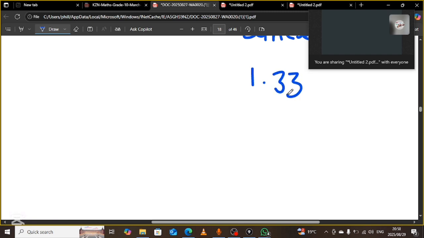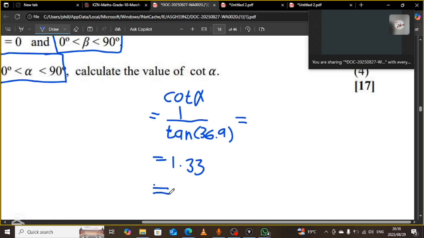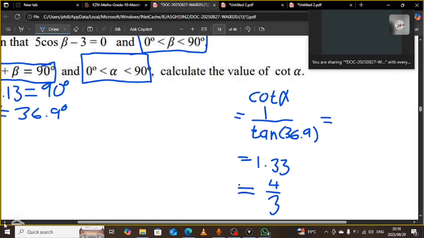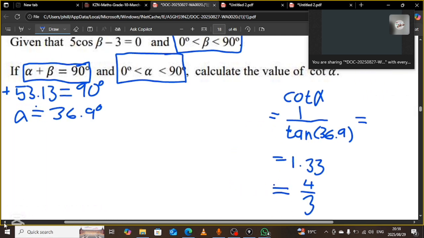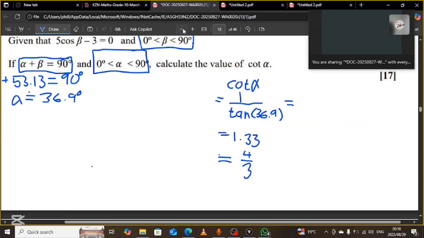Okay, change it to a fraction. Can you change it into a fraction? This is going to be 4 over 3, right? You can punch 4 over 3 on your calculator and see what is 4 over 3. So this is it about this kind of question. I want to give you a question similar to this one. I want you to try it out, see whether you will get it.